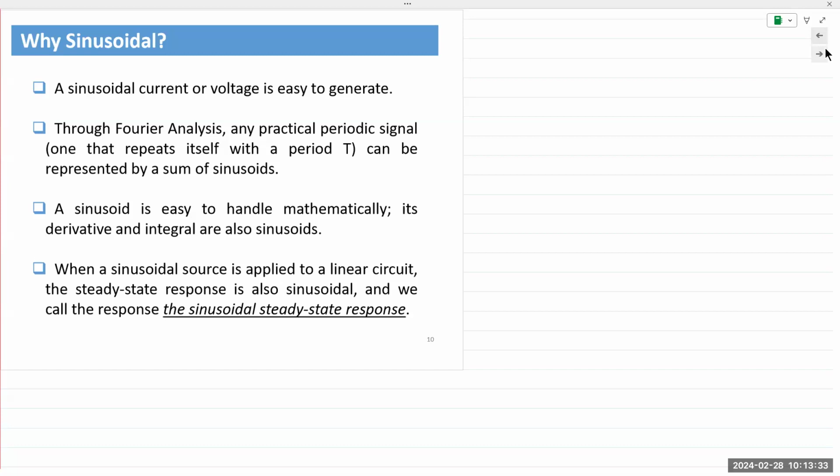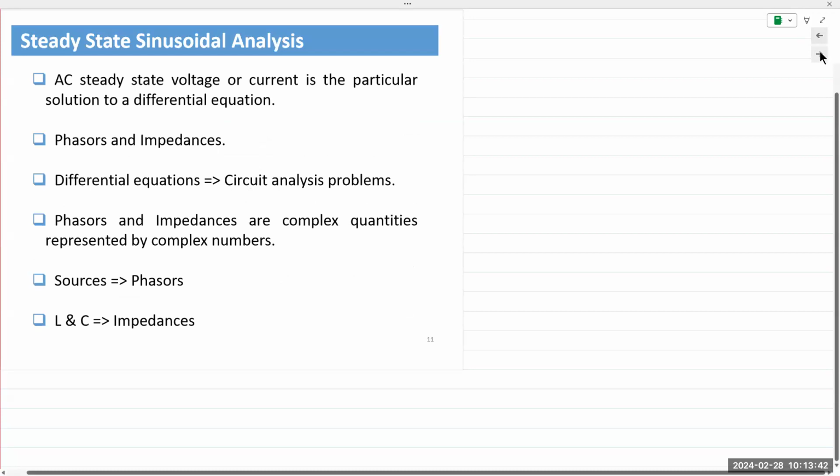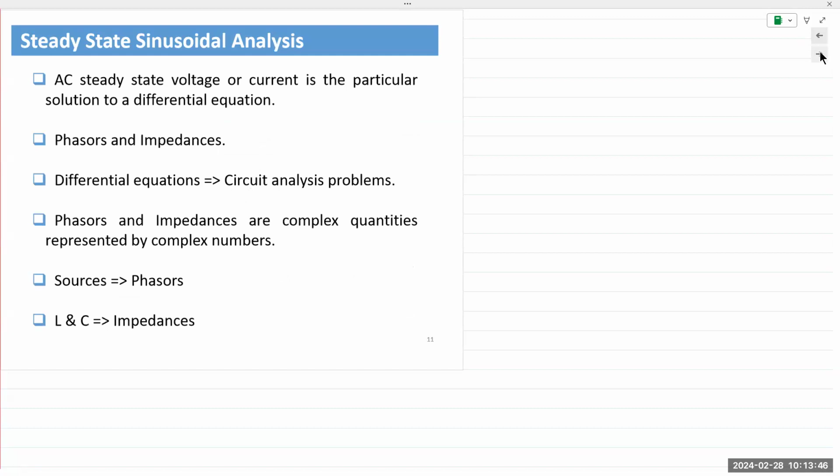So again, why sinusoid? Well, those are multiple reasons why we use sinusoidal waveforms for AC analysis. All of the power that comes to our homes and commercial spaces, that's all sinusoidal. Okay, again, it's very easy to generate and distribute.